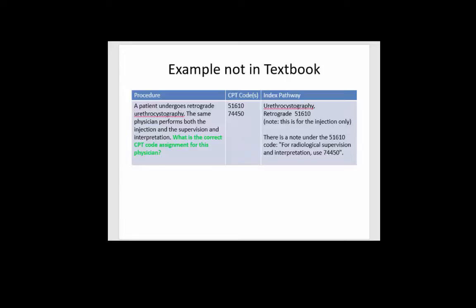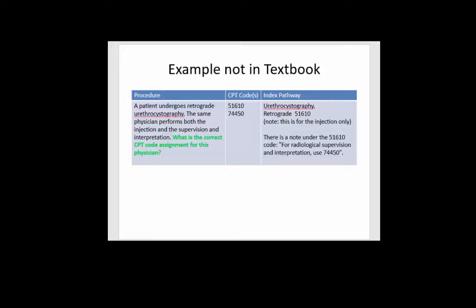When you read through the index, you look up urethrocytography, retrograde, which are the terms given in your procedure. This gives you only the injection code, 51610. Remember in part 1 of this chapter, the part 1 podcast, I reminded you that when you have a procedure ending in GRAPHY, oftentimes an injection is used to accomplish the examination.